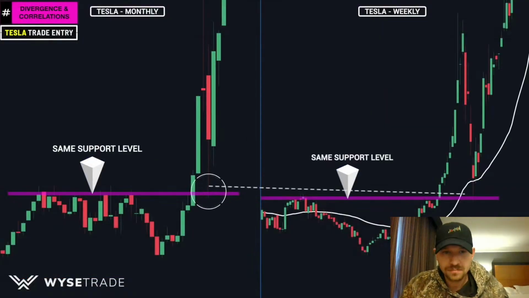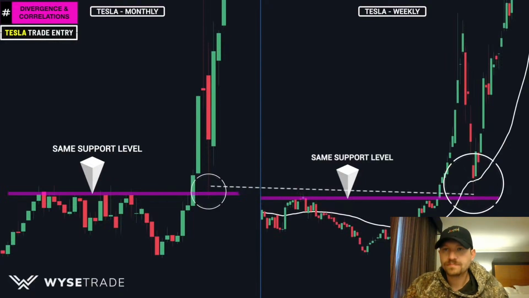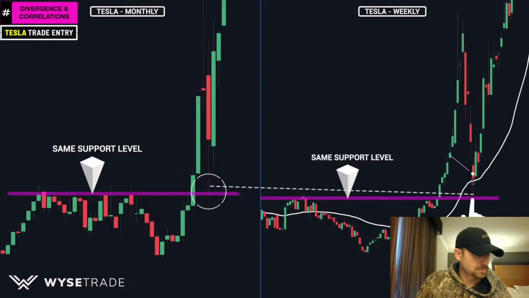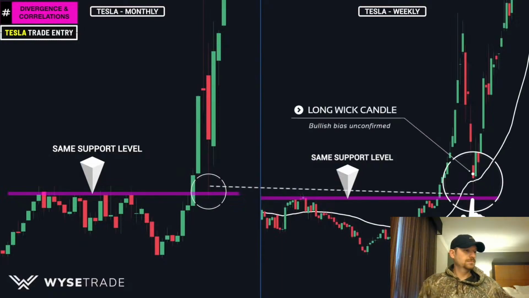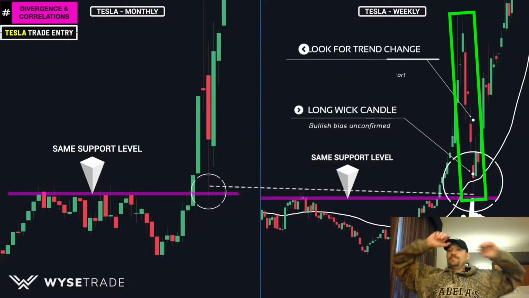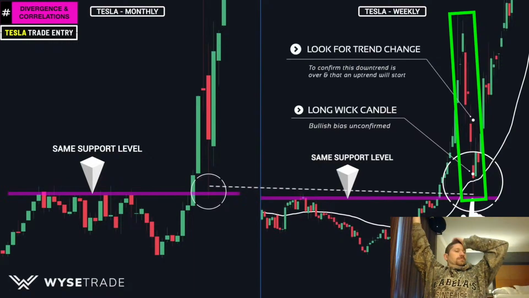This key area here is this same area here. Now on the weekly, we had a perfect long wick candle form right at the key level and exactly where the 50 EMA crosses, making this an axis point, an area of high confluence. This again gave us a bullish bias, but unconfirmed. So we then needed to look inside of this trend here for a trend change on the daily.